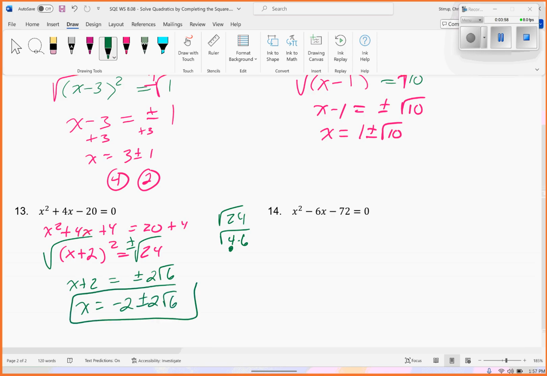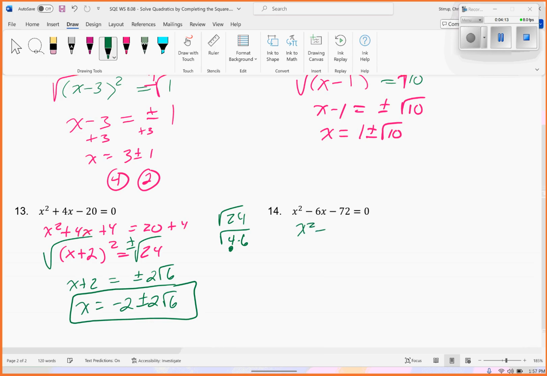So again, that is a legitimate answer. Okay, square root 6 is like 2 point something. And then you go times 2, and then go negative 2 plus that, and negative 2 minus that. And that would give you approximate.